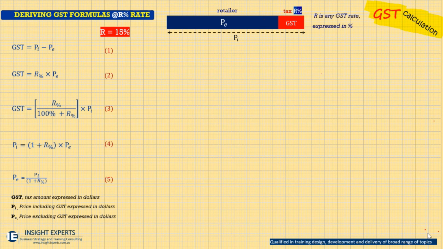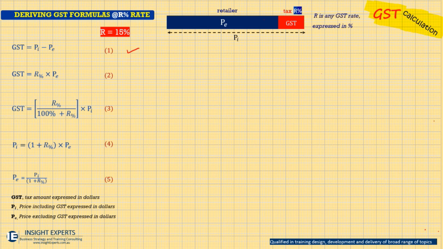Now let's look at this example where the tax rate is equal to 15%. And let's go ahead and reflect that tax rate right across the board and see what the formulas look like at that rate. Starting with formula number 1, well, formula number 1 doesn't change. And this is simply because, as I said before, the tax rate is not part of formula 1. In other words, it's not really reflected in it. So it stays exactly the same and doesn't change at all.